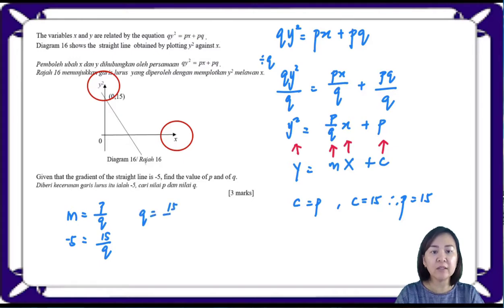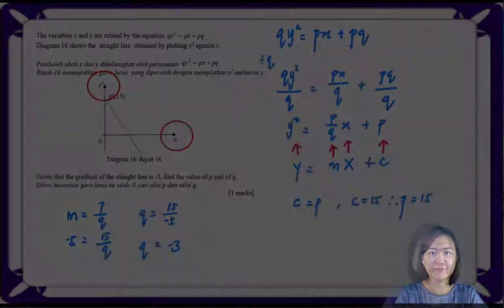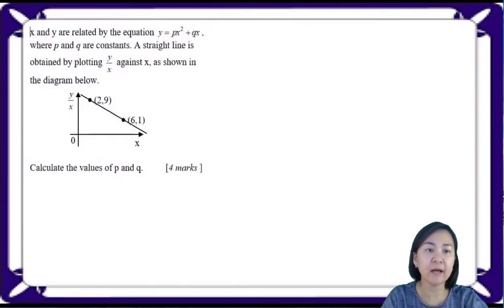Therefore, our q is equal to 15 over negative 5, and our q is equal to negative 3. Therefore, we already solved the questions by finding the value of p and of q. Let's look at another example.